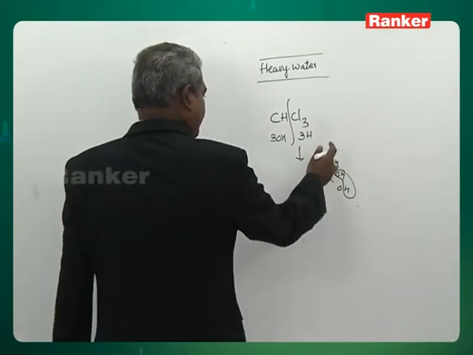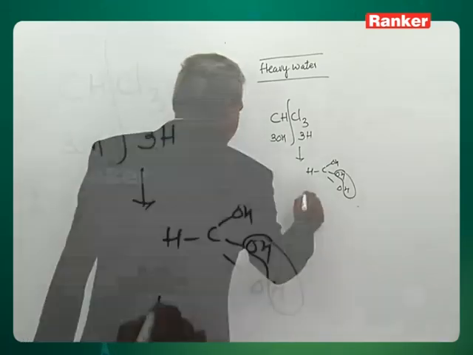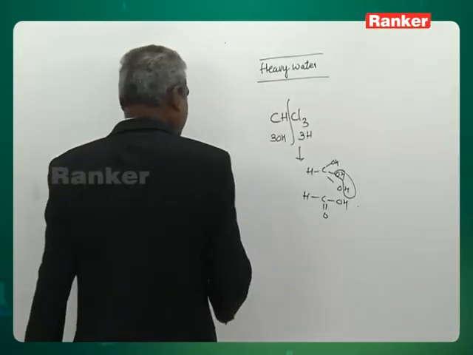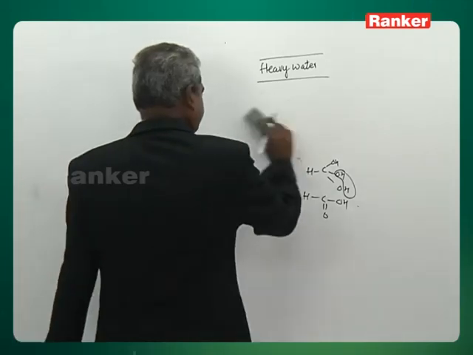So, carbon cannot handle 3 OH groups. Carbon can handle only 1 OH. So you have HC double bond O, OH, HCOOH, formic acid. Chloroform on hydrolysis gives formic acid.